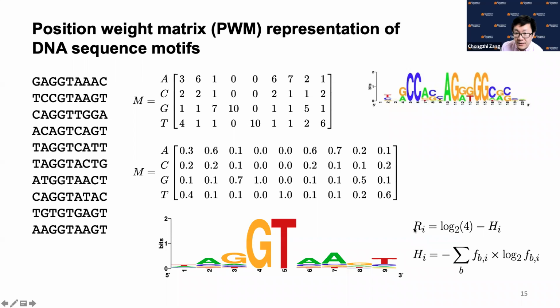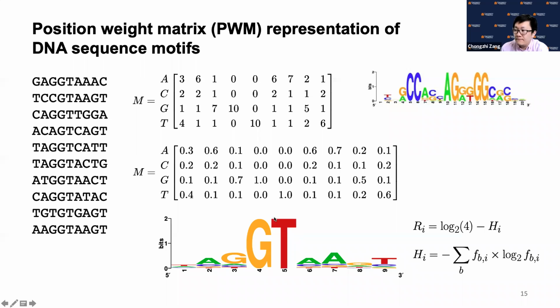But in this context, the information content is calculated by the Shannon entropy. H_i is the Shannon entropy at each position, and f here means the frequency of base b, where b refers to A, C, G, and T, at the position i. After calculating these, we can calculate the whole information content of each position.